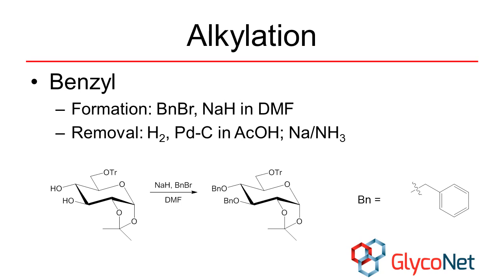Benzyl groups are one of the most robust and commonly used protecting groups. Like tritylation, benzylation is carried out under basic conditions, while debenzylation is achieved using reducing conditions. Birch reduction using sodium metal in liquid ammonia is more vigorous than hydrogenation, and is useful in removing hard-to-reach benzyl groups on large oligosaccharides. Acetolysis is not used to remove these groups, as it would also cleave glycosidic linkages.